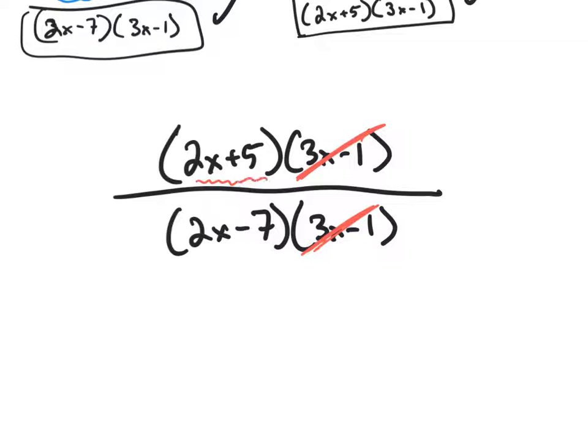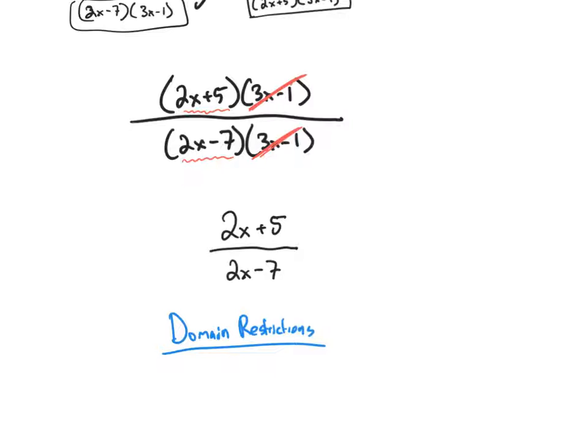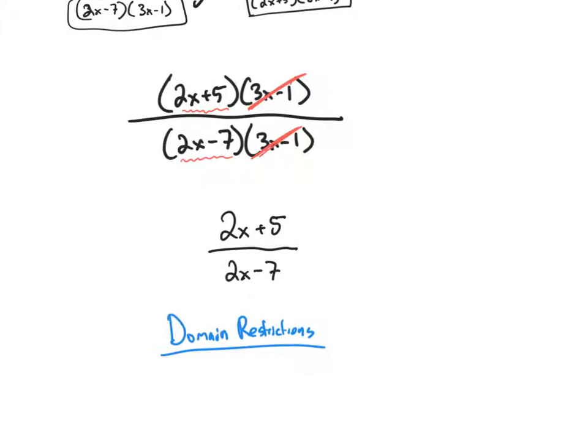Now these groups have to be exactly the same to cancel. Since they're not the same, they can't cancel, and we are left with 2x plus 5 over 2x minus 7, right? Now, here's what I also want us to think about: domain. What are our domain restrictions? Domain restrictions are what values of x would be inappropriate for this right here.